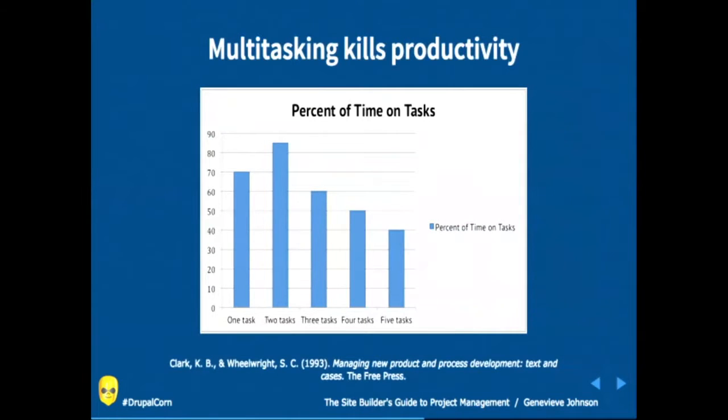So, multitasking absolutely kills productivity. And while it can't always be avoided, there are some ways to reduce the multitasking that happens. Like we can see from this graph, after you're working on 2 things or 2 projects at a time, your productivity just plummets, which isn't great for anybody.